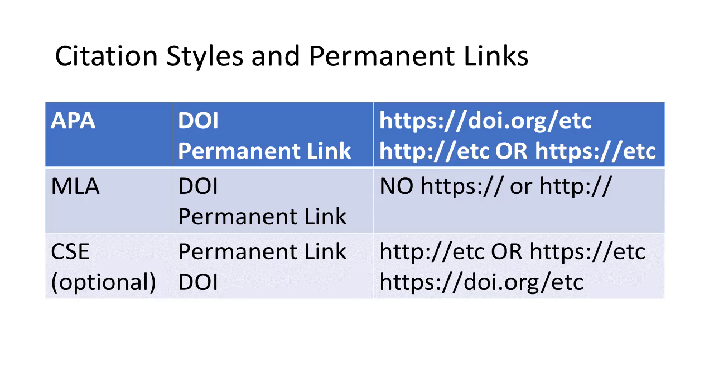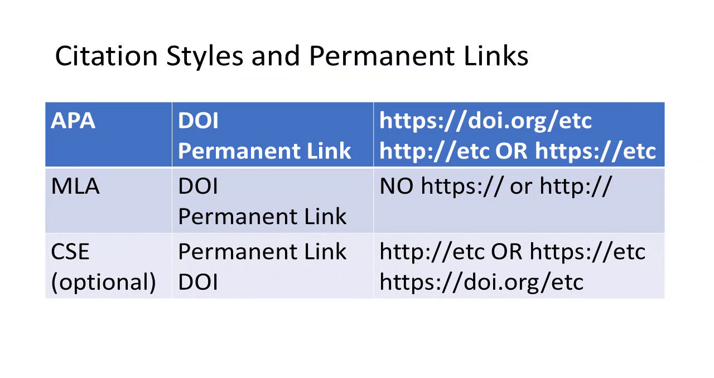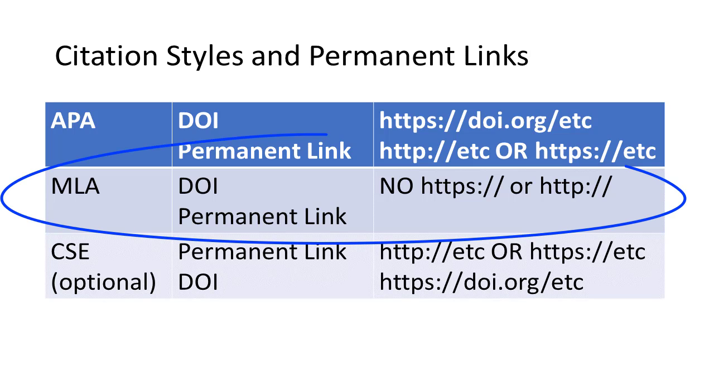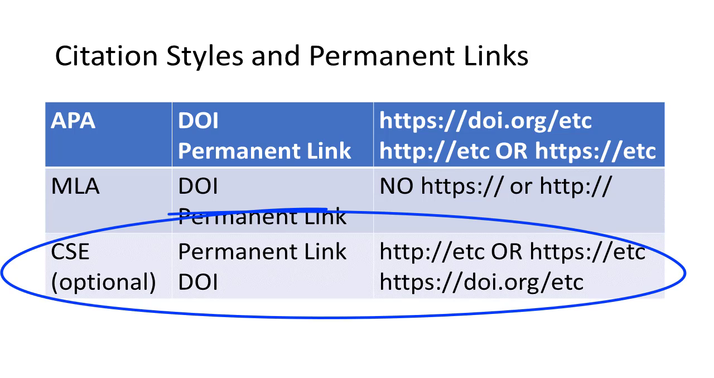Also, note the citation style formatting of the link. Some require the full URL and others don't. For example, APA requires the full URL, starting with HTTP or HTTPS, and also requires DOIs to be in the URL format. MLA requires links to leave off the HTTP in beginning punctuation. CSE doesn't require links, but if you include them, that style favors the permanent link over the DOI and requires the full URL.